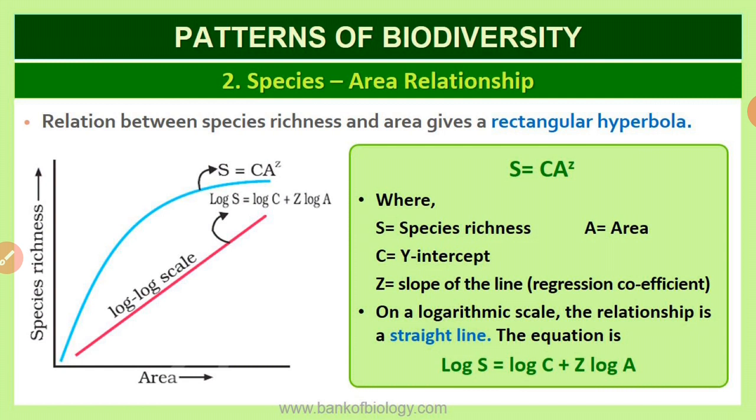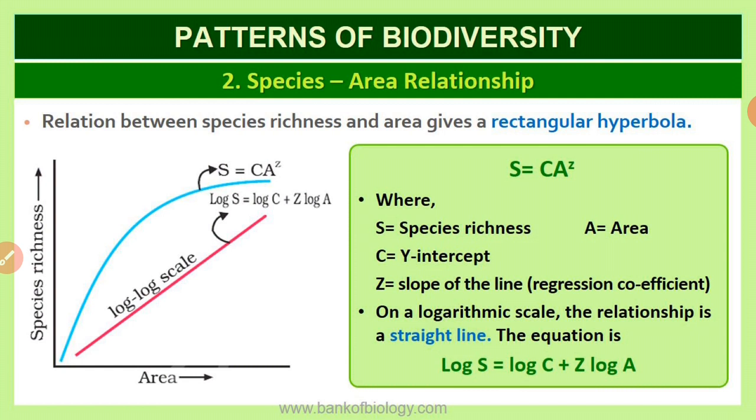Ecologists have graphically documented this relationship through a species area relationship curve, that is a SAR curve. The relation between the species richness and the area for a wide variety of taxa turns out to be a rectangular hyperbola. On a logarithmic scale, you can see that the relationship is a straight line and is explained by the equation log S equals log C plus Z log A, where S stands for species richness, C stands for the y-intercept, and Z stands for the slope of the line. The slope of the line, or regression, has a greater significance and will help us study the rate of species increase with area between different regions.